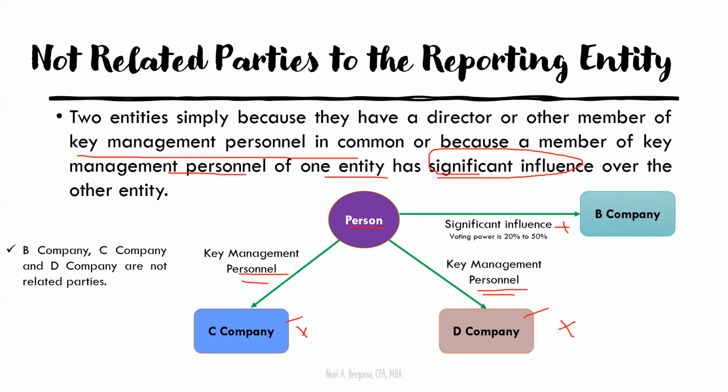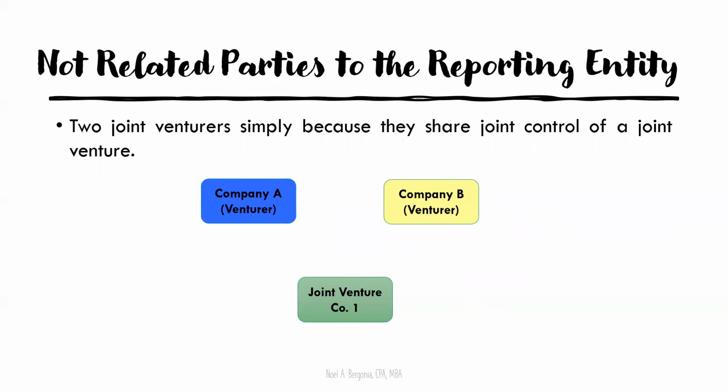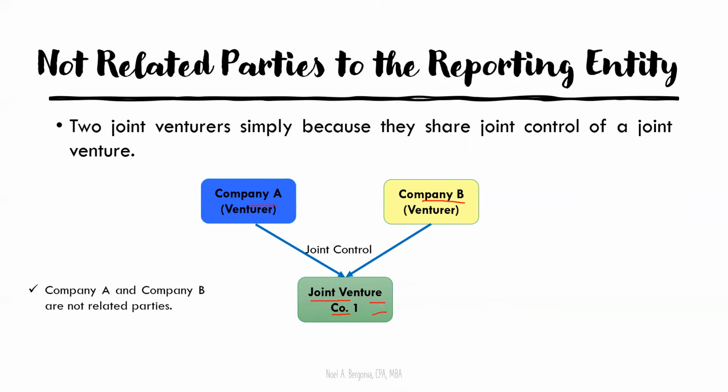Next, which we also mentioned earlier, is about two venturers simply because they share joint control over the joint venture. So again, Company A and Company B are venturers which have joint control over joint venture 1. Remember earlier that Company A and joint venture 1 are related parties, and Company B and joint venture 1 are related parties, but Company A and Company B are not considered related parties just because they share joint control. This is our not related party rule, which supports what I mentioned earlier during the discussion of joint control.